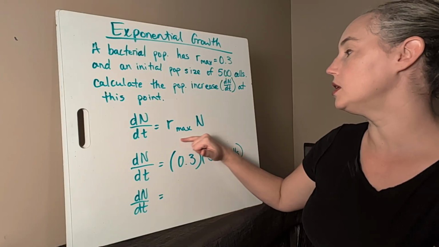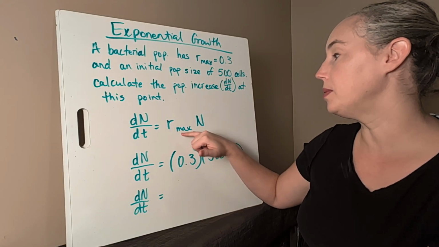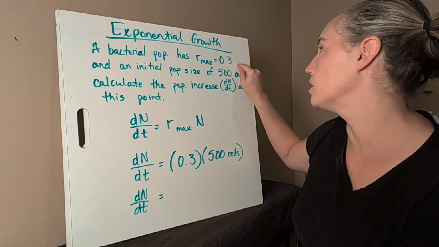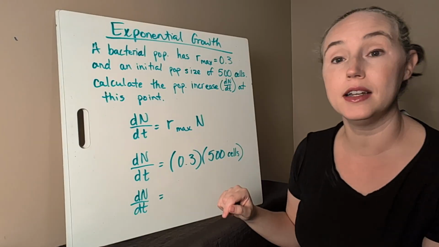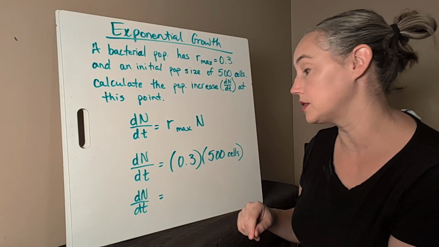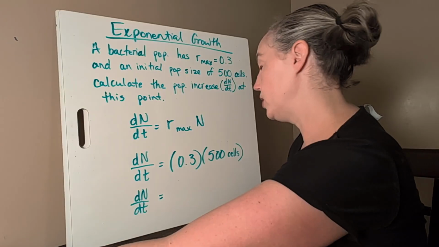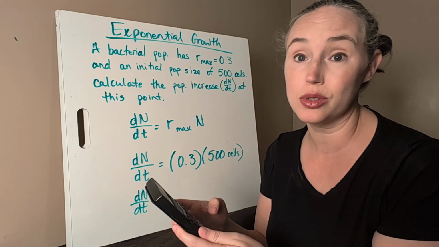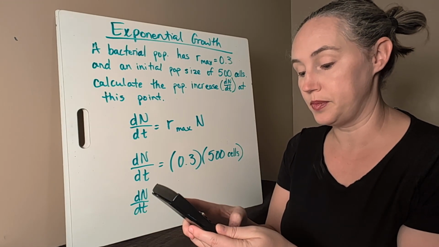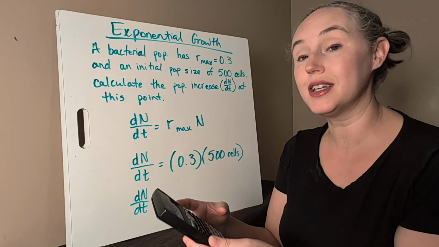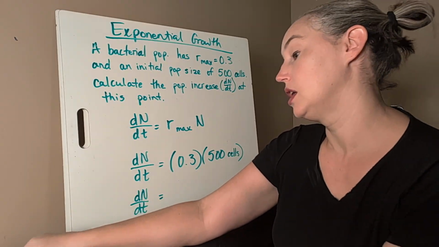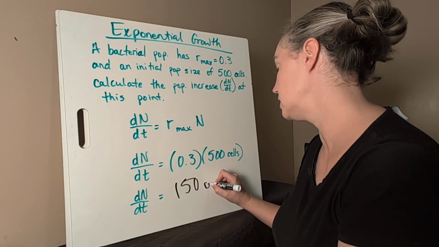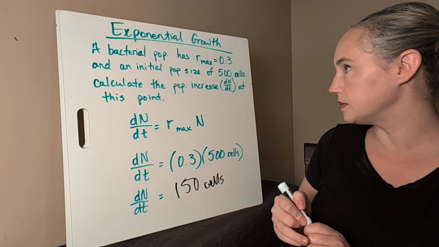All right, here's the formula for exponential growth. r max, which our problem gave us as 0.3, and N, our population size, is 500 cells. So now we're going to do 0.3 times 500. Always do your calculations twice just to be sure. And that's going to be 150 cells. 150 cells.